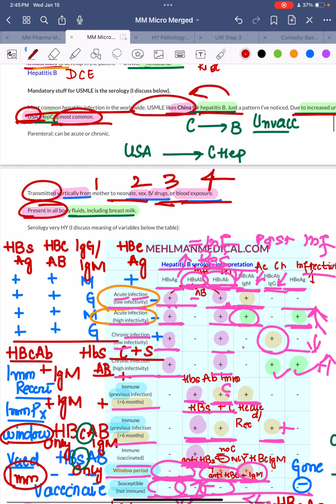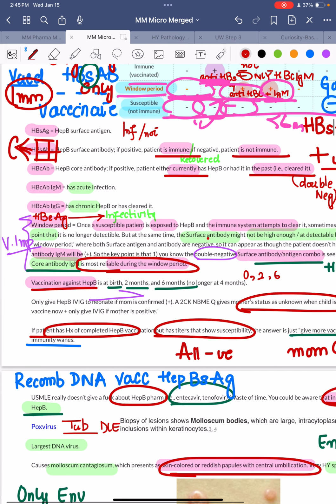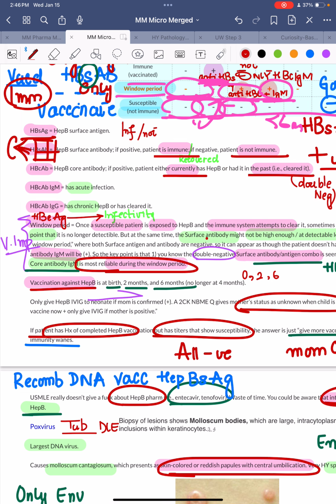So if you have contact with body fluids such as breast milk, it's basically secreted in the breast milk as well. Okay, next is the hepatitis B immunology that we already covered in the previous video, but we'll just go through it quickly right now. We'll not do the entire table because you can watch the previous video for that. HBs antigen is the hepatitis B surface antigen that shows us whether the patient is infected or not. HBs antibody tells us whether the patient is immune or not.